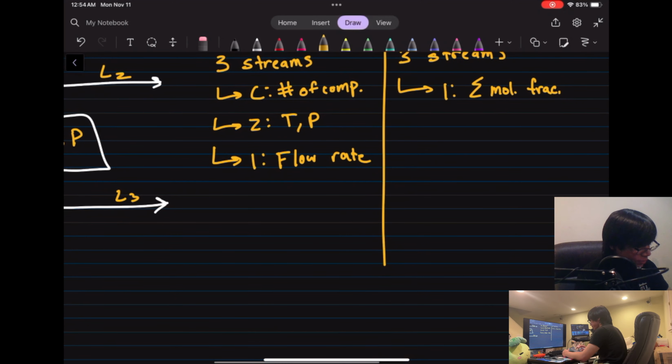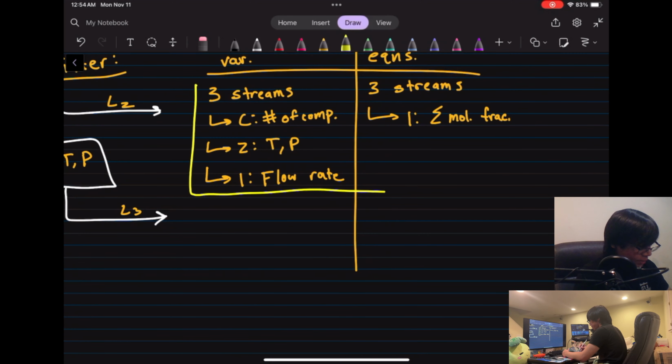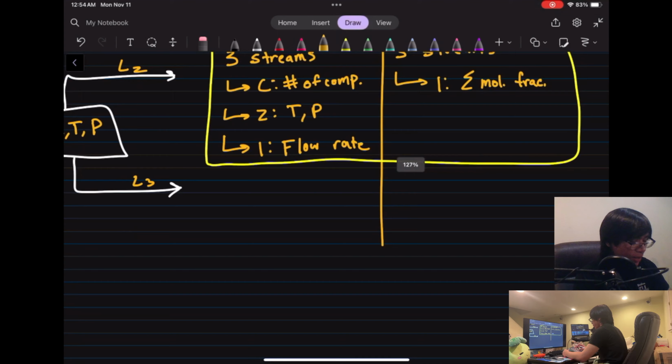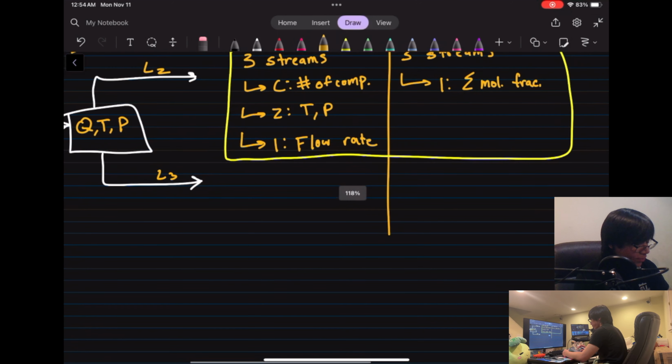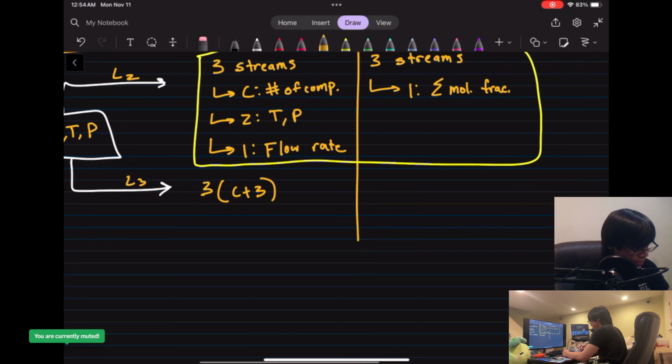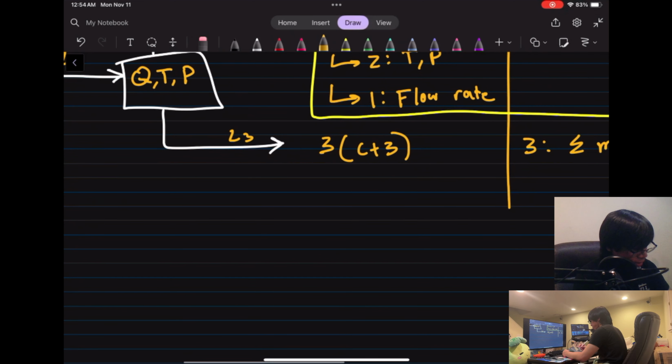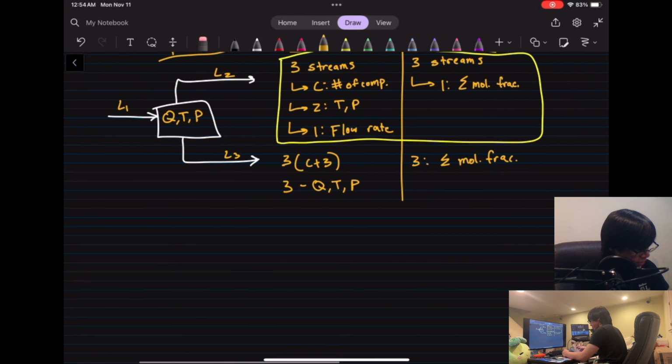So if we do a little math here, it's not that difficult. And actually, I wrote 3, and it makes sense now, but it's actually going to be wrong, and you'll see in a bit why. So we have 3C plus 3, and then 3 sum of mole fractions. Let's keep on going on the variables, the unknowns. Again, we have our Q, T, P, our heating energy, our temperature and pressure associated with this system. So that's an additional 3 unknowns. I believe that should be all.